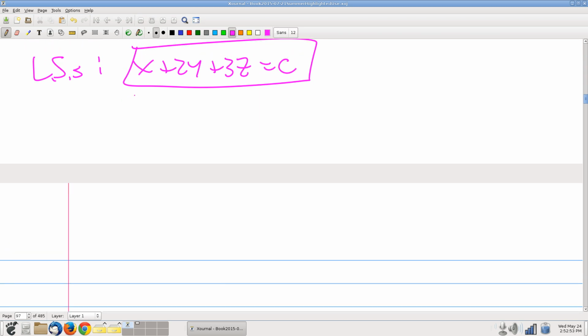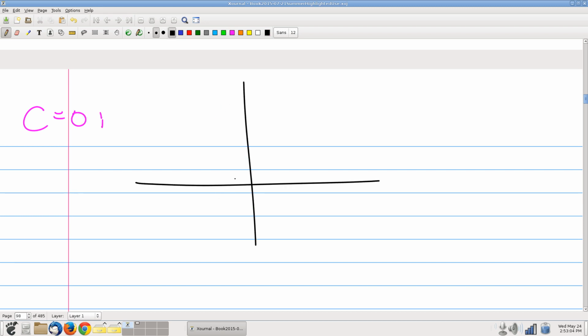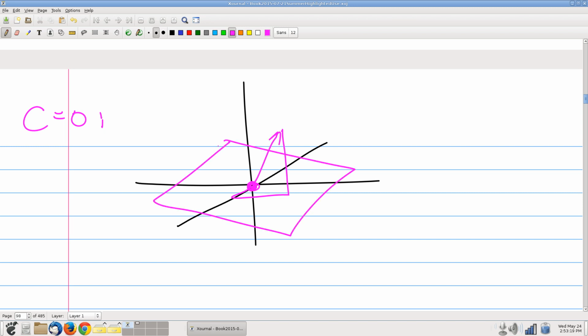Let's draw where c equals 0 first, because we know how to do that one. So x plus 2y plus 3z equals 0. That goes through the origin, and the normal vector is 1, 2, 3. So our normal vector is like that, and our plane is something like that.